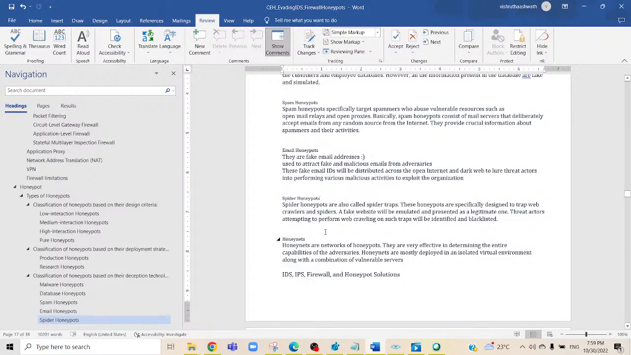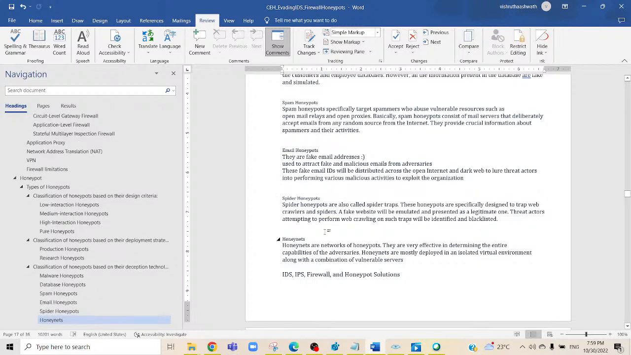Spider honeypots. Spider honeypots are also called spider traps. These honeypots are specifically designed to trap web crawlers and spiders. A fake website will be emulated and presented as a legitimate one. Threat actors attempting to perform web crawling on such traps will be identified and blacklisted.